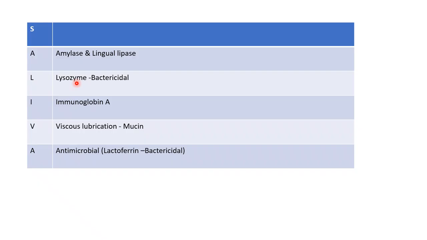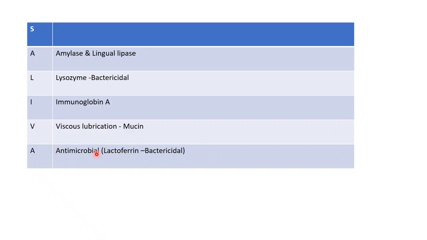Second, lysozymes. These lysozymes are bactericidal enzymes that kill the bacteria. Third, it contains immunoglobulin A that provides the local immunity in the mouth. Then it produces mucin. Saliva contains mucin, and they give lubrication. This lubrication is called viscous lubrication, and it helps in the lubrication of the food for swallowing the food and also for speech.